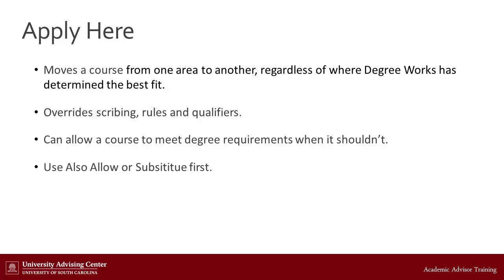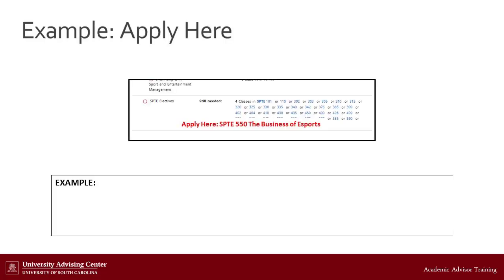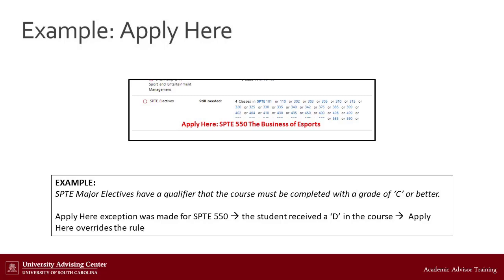Advisors should use also allow or substitute first, and apply here only if and when those exceptions don't provide the desired result. For example, back to our SPTE example with the qualifier that the course must be completed with a grade of C or better. If an apply here exception was made for SPTE 550 and the student received a D in the course, the apply here exception would override the rule and the degree requirement would be shown as met when it shouldn't, according to policy.